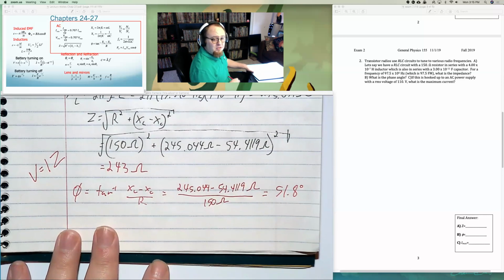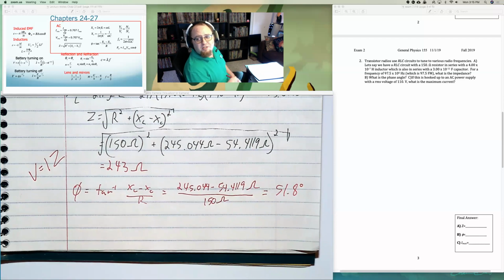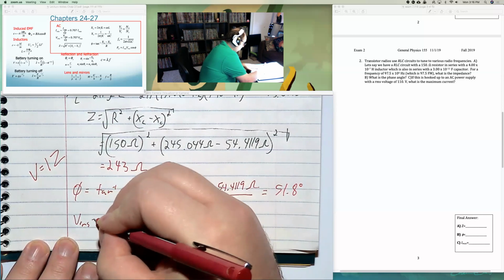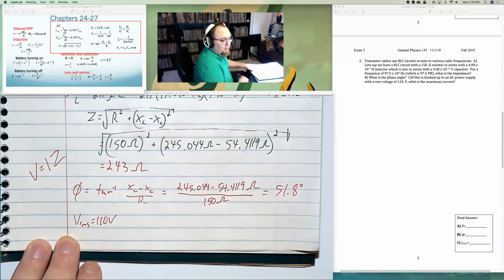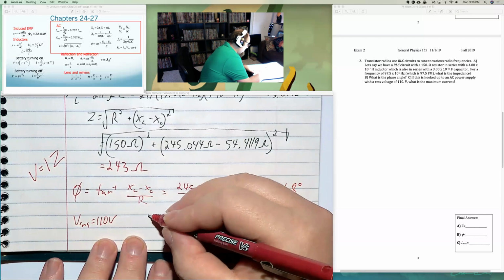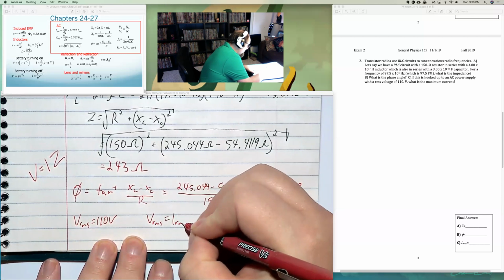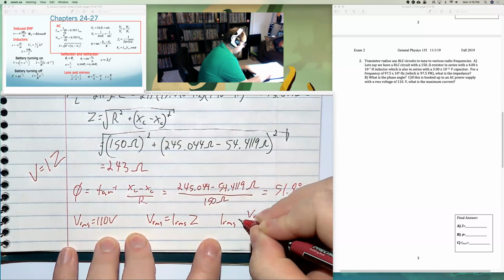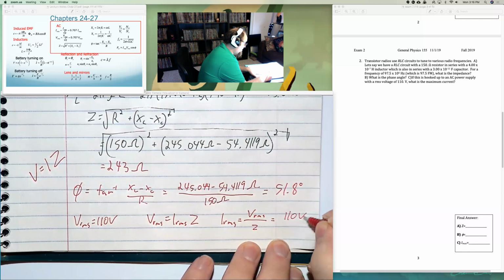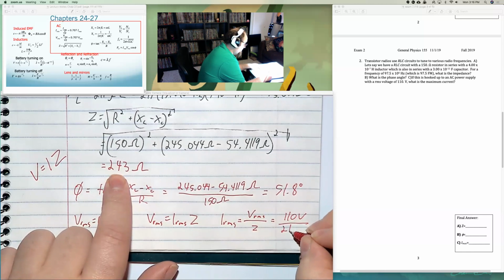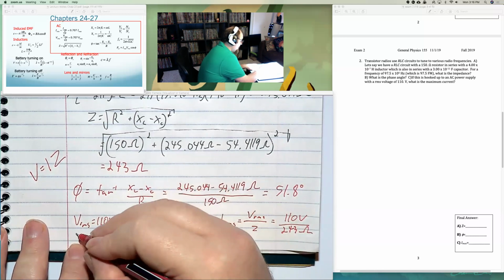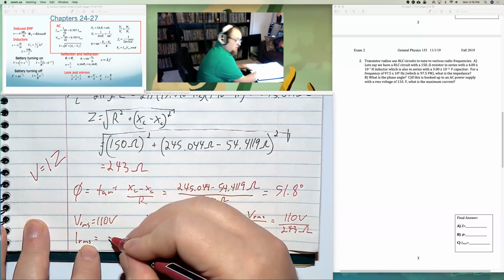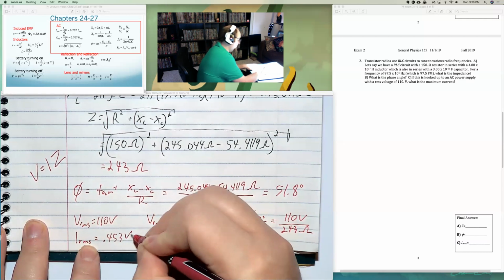Now, the one from last semester did have a part C, and it said it's hooked up to an AC power supply with VRMS of 110 volts. What's the max current? Well, if I know VRMS, I can say VRMS equals IRMS times Z. And therefore, IRMS is VRMS over Z. And so it'll be 110 volts over 243 ohms. And that tells you that IRMS is 0.453 amps.